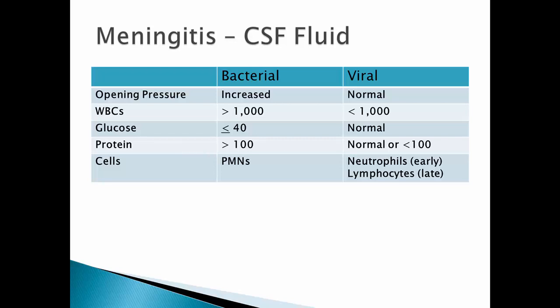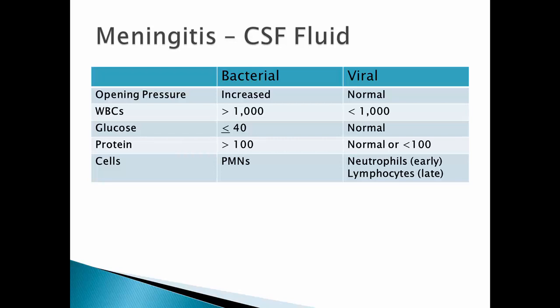So if you have someone who is hyperglycemic, instead of a normal level, you look at the 50% level. What that means is in a bacterial meningitis, the glucose level in the cerebrospinal fluid will be less than 50% of the serum glucose. In a viral meningitis, the amount of glucose in the cerebrospinal fluid would be greater than 50% of the serum glucose. So that's how you compensate for hyperglycemia.